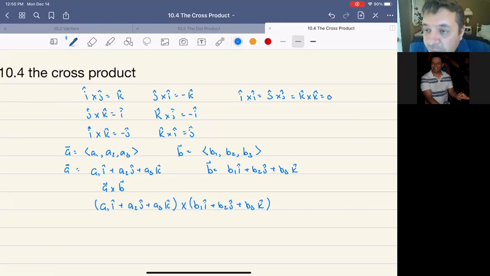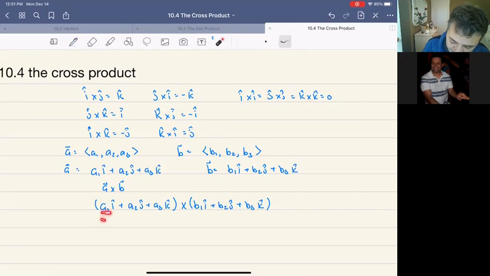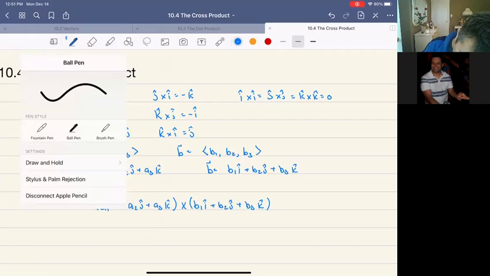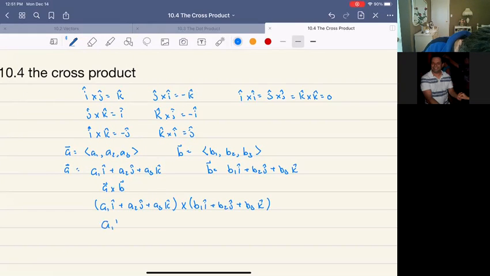Now, we're just going to use all of these. So, A1, B1, but i cross i is 0, so that one's not going to come into play. A1, B2, that's going to be i cross j. What about A2, B1? Now that's j cross i, so instead what we're going to do, we're going to put a minus sign on it.